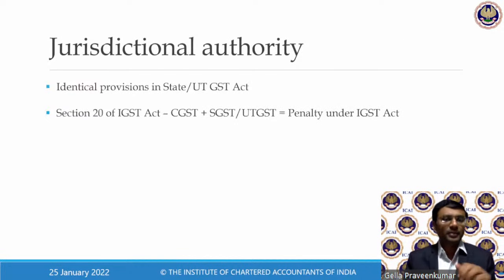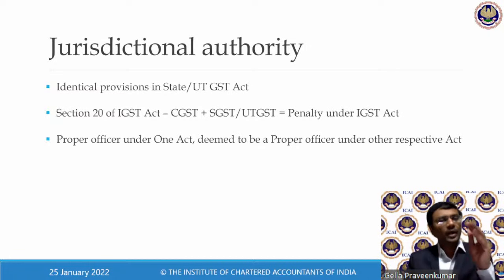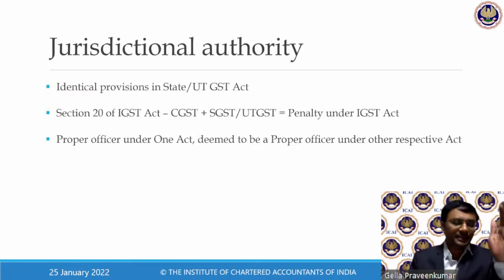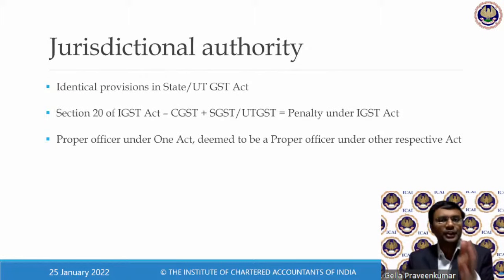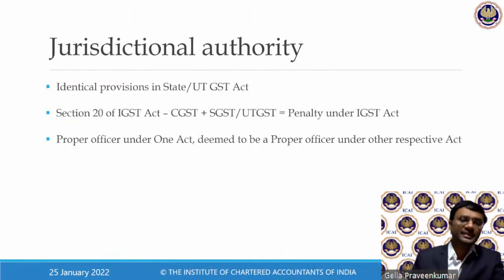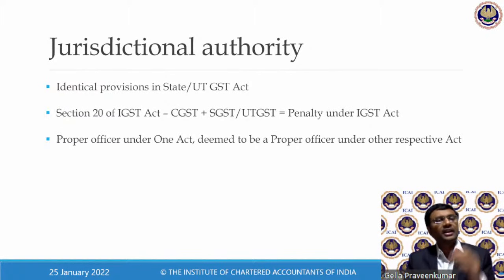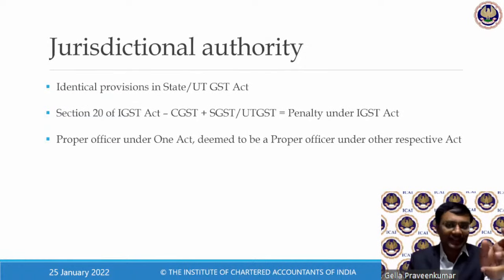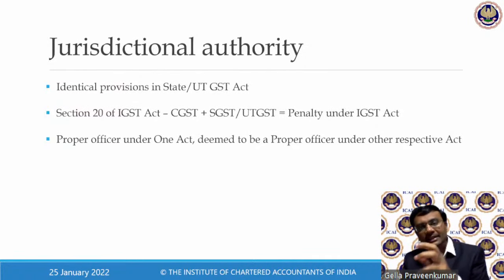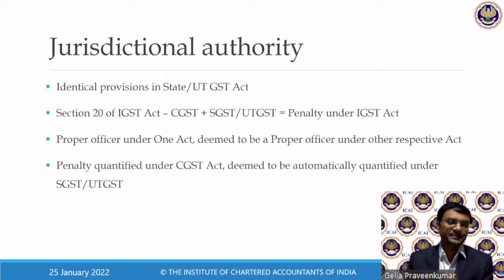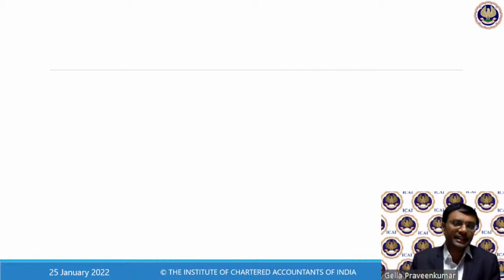Now, first and foremost, the tone for this section 122: whatever activities are prescribed under CGST, SGST, UTGST, equivalent provisions are covered under IGST law. A proper officer determined or deemed under state law is equivalent to a proper officer under central GST. Right? A penalty which has been quantified under CGST becomes straightaway applicable under state or UTGST related provisions.